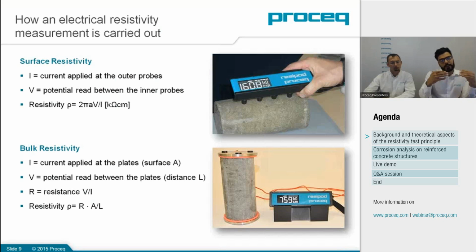On the other side, we could have a bulk resistivity measurement where we look at the resistivity of the entire specimen. In this case, we have a cylinder where the current is applied between the two plates, and the potential is read between these two plates for the length of our specimen. And again, based on the formula that you see there, the resistivity of the entire specimen is calculated.